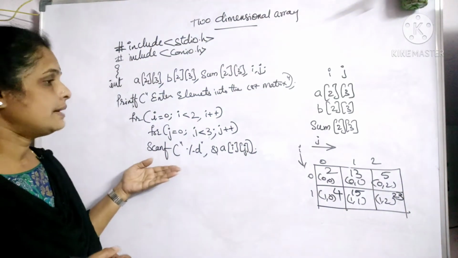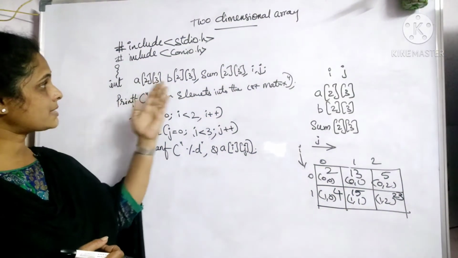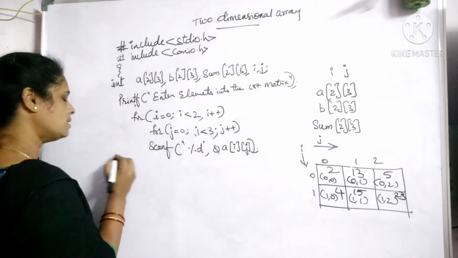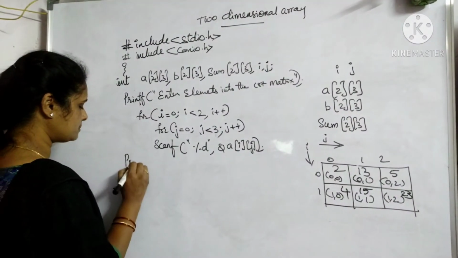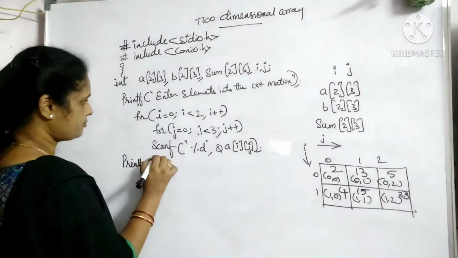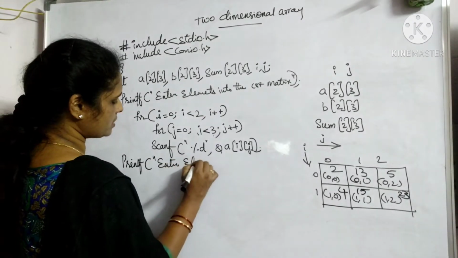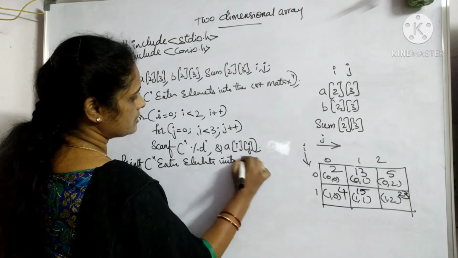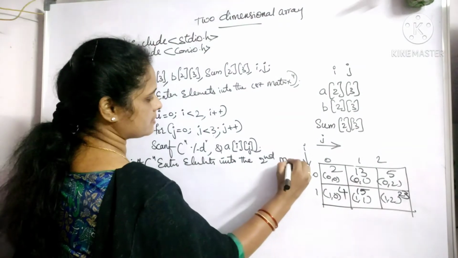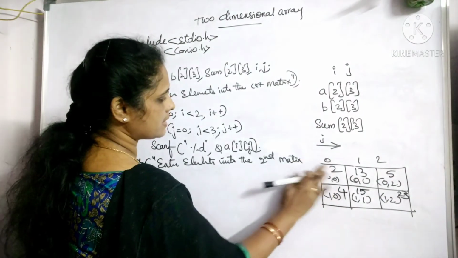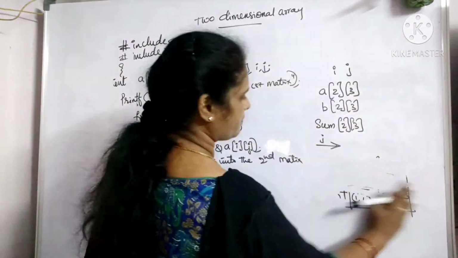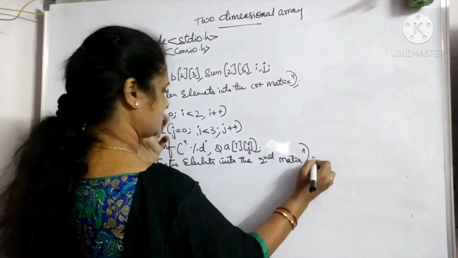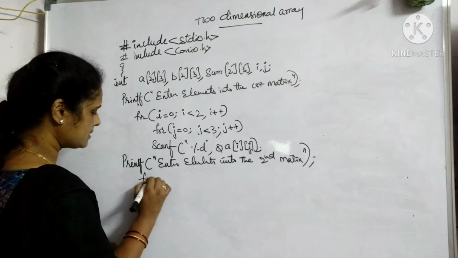In the same way, let us write a code for accepting elements into the second array as well. So we have mentioned it using B. So let us write it something like this. printf "enter elements into the second matrix". For the time being, I'm erasing it. Fine. Then again the same thing here.